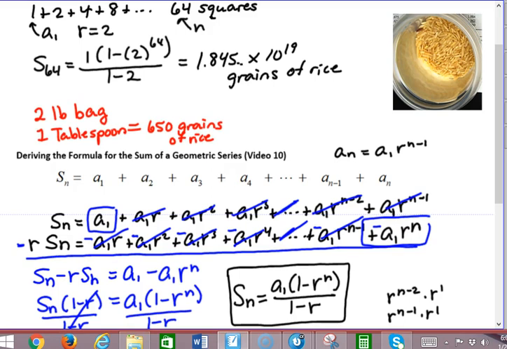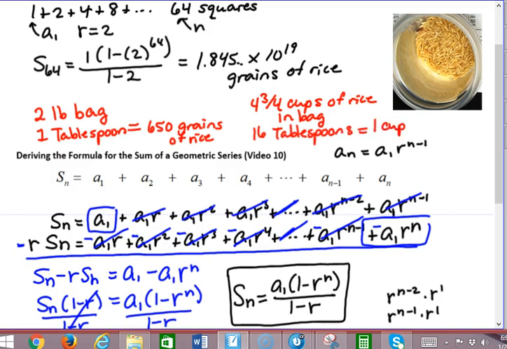So what I had to do then was figure out how many tablespoons were in it. So first of all, I started with cups. There were 4 3/4 cups of rice in the bag. And I also know from cooking that there are 16 tablespoons in 1 cup.